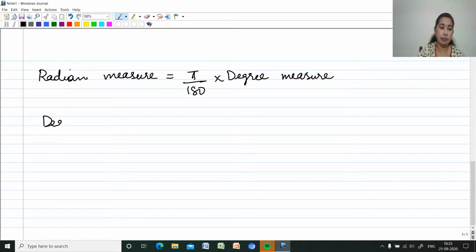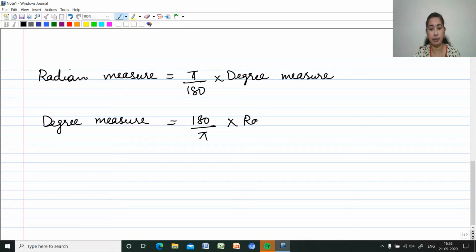Whereas degree measure we can find by multiplying 180 by pi with the radian measure. So if we have degree measure, we can convert to radian measure by multiplying by pi by 180, whereas we can find degree measure by multiplying 180 by pi with radian measure. So this is a way of converting. This is the relation between radian measure and degree measure.